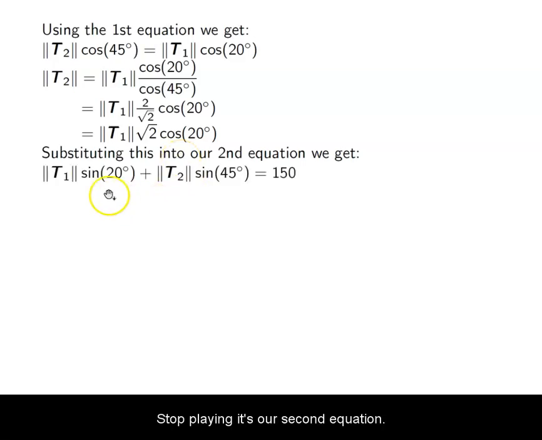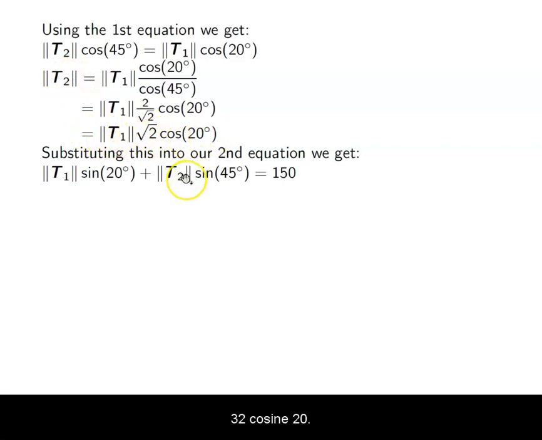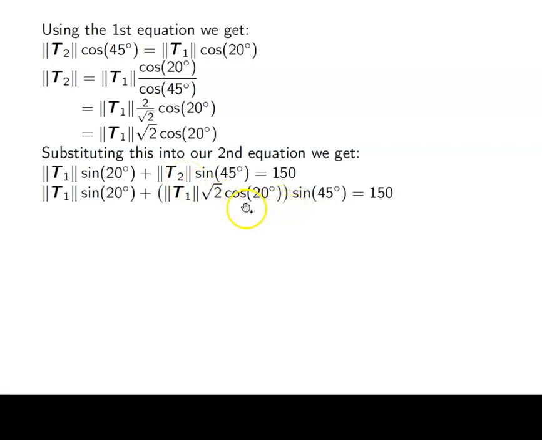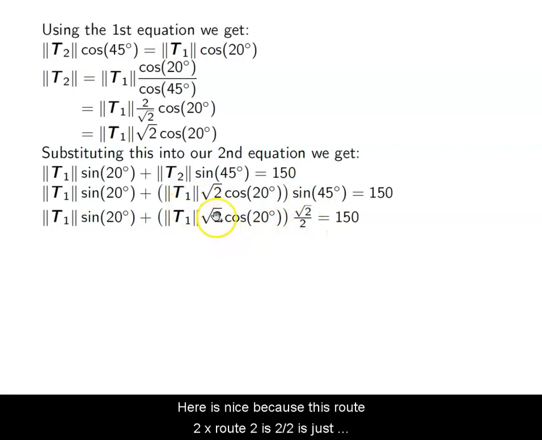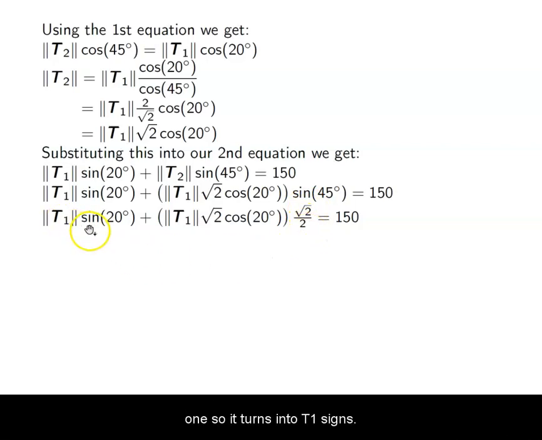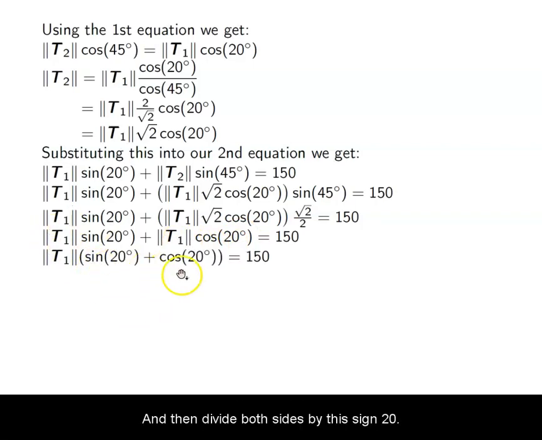So I'll plug that into our second equation, this one. Okay, so where I see T2, I will replace it with magnitude T1 root 2 cosine 20. All right. I will pull out that common factor of T1. I'll apply this root 2. You know, I'm simplifying things as much as I can as I go. Here it's nice because this root 2 times root 2 is 2. Over 2 is just 1. So it turns into T1 sine 20, T1 cosine 20. Pull out that common term of T1, and then divide both sides by this sine 20 cosine 20.